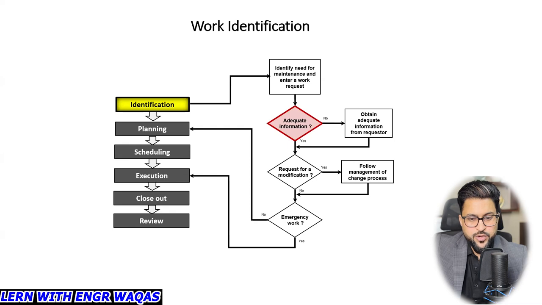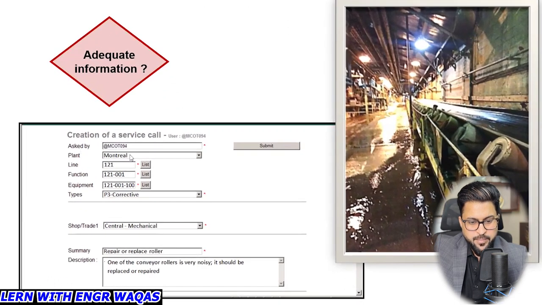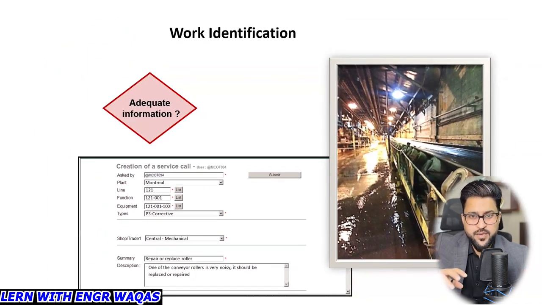Okay, so now we are going to look at the documentation for adequate information, what kind of template it would be. Here I'm going to share with you people. You can see there is a plant picture. Inside you can see that there are some equipments, right? So adequate information is over here: create a service call asked by plant, line, function, equipment, types, trade, summary. This is called adequate information, where this pipeline is located, what kind of line number. You can backtrack it easily, right?